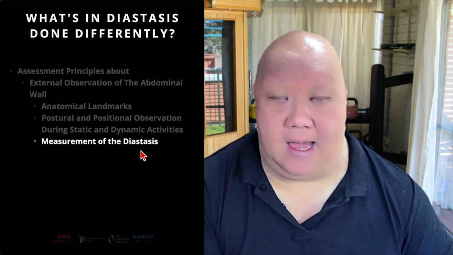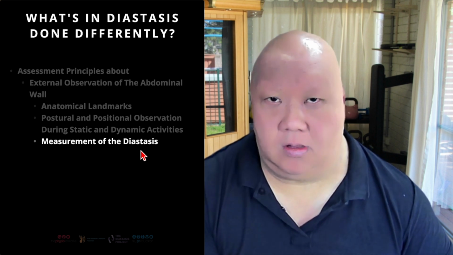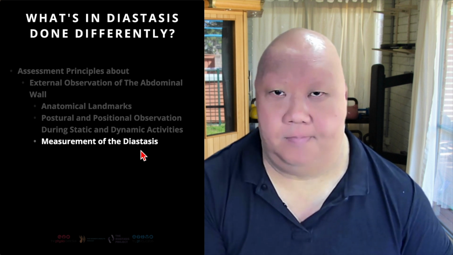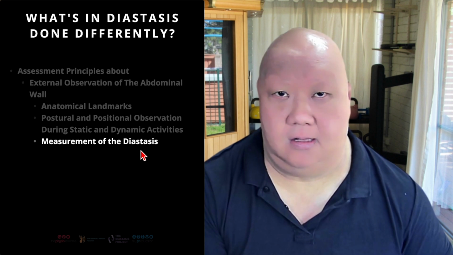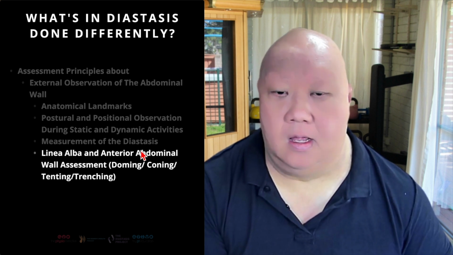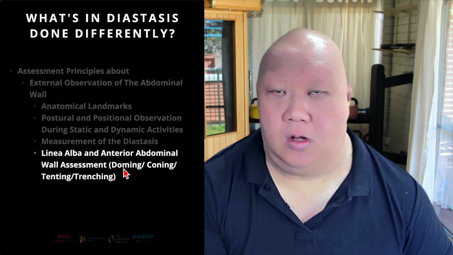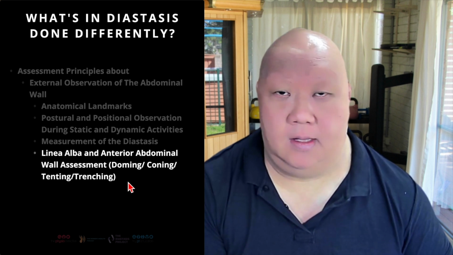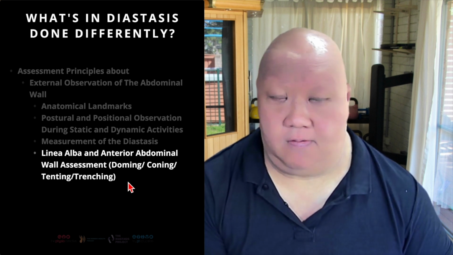We look at how to measure the diastasis in different ways. I've got real-time ultrasound examples, as well as using your fingers to have a look to see what the width of the diastasis is. We're going to look at the linea alba and how it works, as well as the anterior abdominal wall assessment. So we're going to be looking at doming and coning and tenting and trenching, as well as what actually is a transverse contraction, a transversus abdominis contraction.